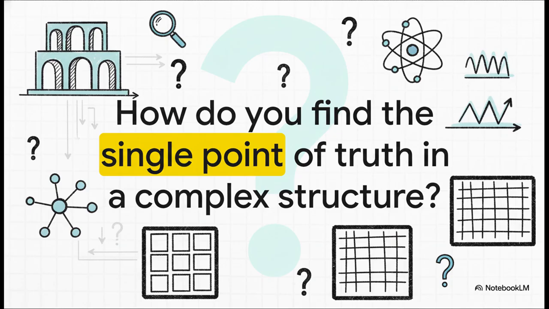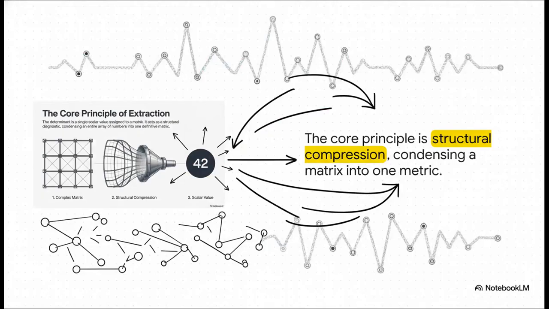It's a huge question, and not just in architecture, but in data, physics, engineering, you name it. When you're looking at a complex system, a matrix, how do you get that one quick, definitive answer about its status? And the answer is this idea of structural compression. The determinant is that single point of truth. It's a scalar value, which is really just a fancy way of saying it's a plain old number that we get by kind of squishing the whole matrix down. And this one number tells a profound story about where it came from.